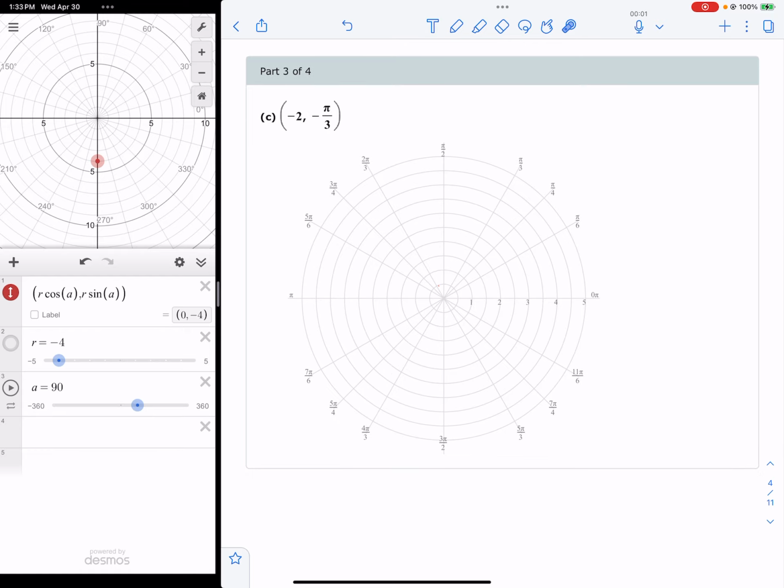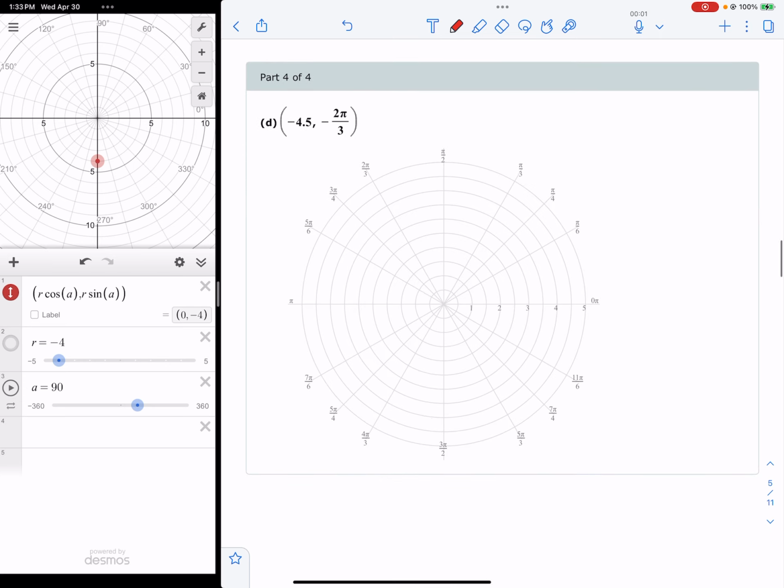Negative pi over 3 would be here, so this line, but it's negative 2, so I go this way. And then negative 2 pi over 3. So here's 1 pi over 3, 2 pi's over 3. And negative is going to put me up here, and it's 4.5. So there you go.